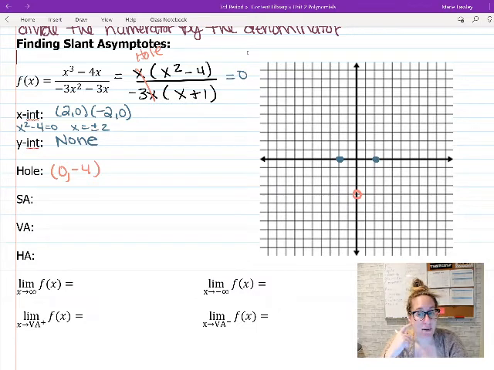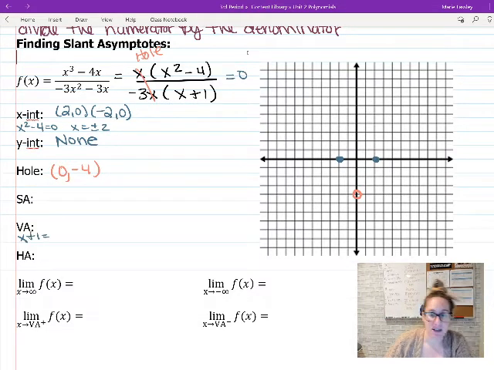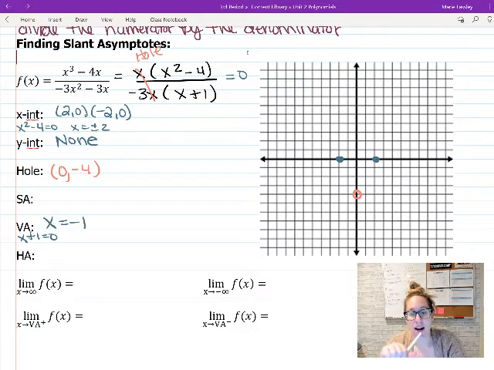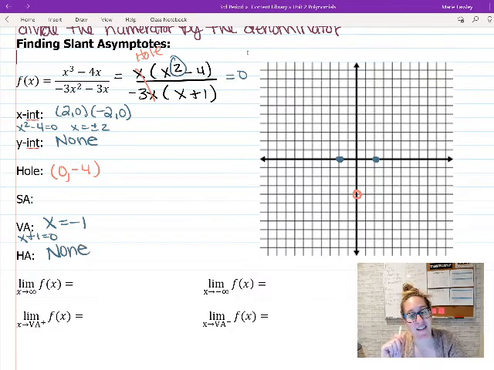Next up we're going to check for our asymptotes. I'm going to do the vertical asymptote first. That means I take x plus 1 and set it equal to 0. That gives me x equals negative 1. Now I'm going to check for horizontal asymptotes. I look at it, and in this case, my bigger exponent is on the top. Surprise, surprise. So I have none, which means I have a slant asymptote.